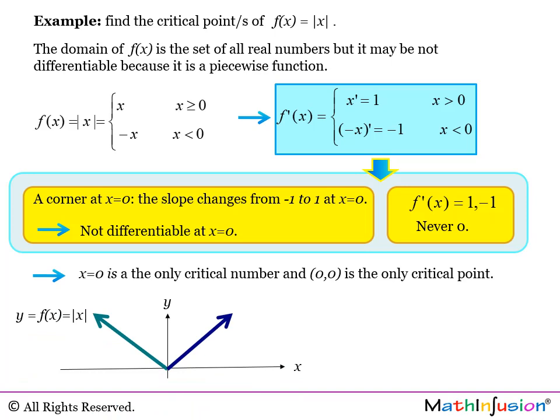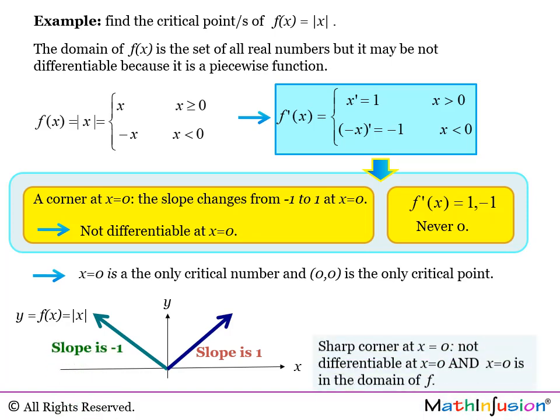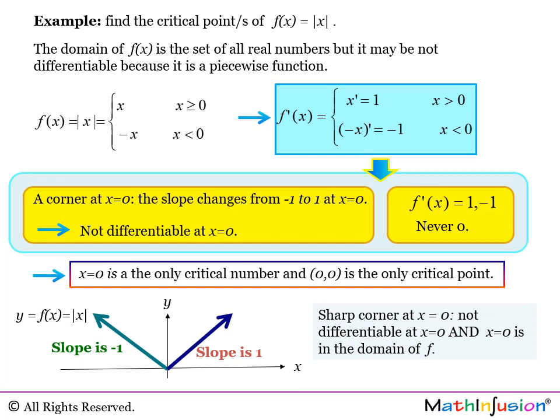I want again to show the graph, because we know how to inspect graphs, and you can see here the slope is 1, here the slope is -1, and there is a sharp corner at x equals 0, so it's not differentiable, but it's very easy to check. Obviously, absolute value of 0 is 0, so x equals 0 is in the domain of the function, and that's why there is a critical point at 0, 0.